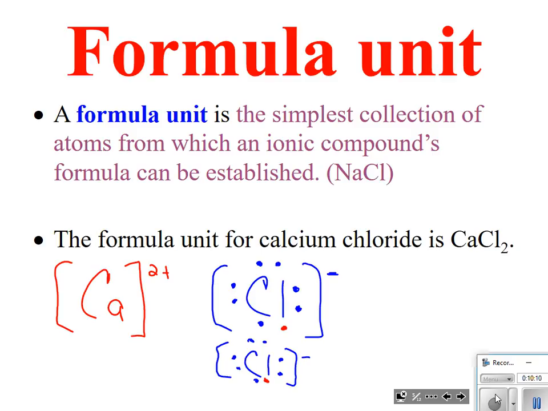So does it make sense, looking at these dot structures, as to why we have this right here, CaCl2? Why do we have Cl2? Because in order to balance out the charges, we need to have 2 chlorine atoms for every 1 calcium atom. So it's a 2-to-1 ratio, chlorine to calcium.